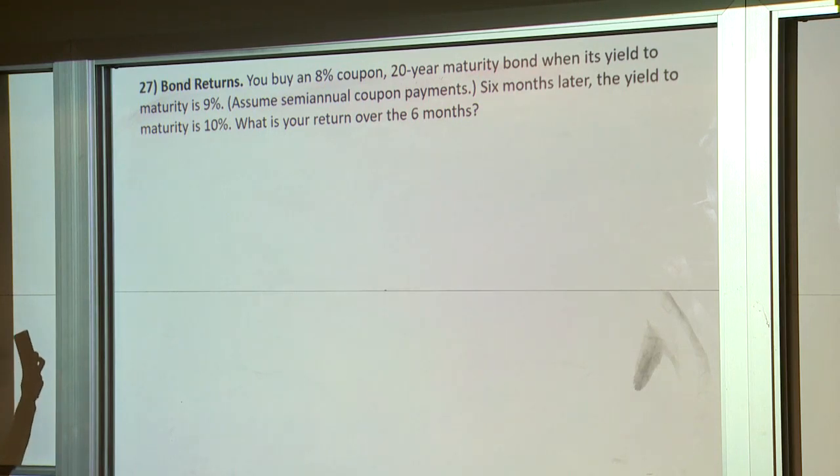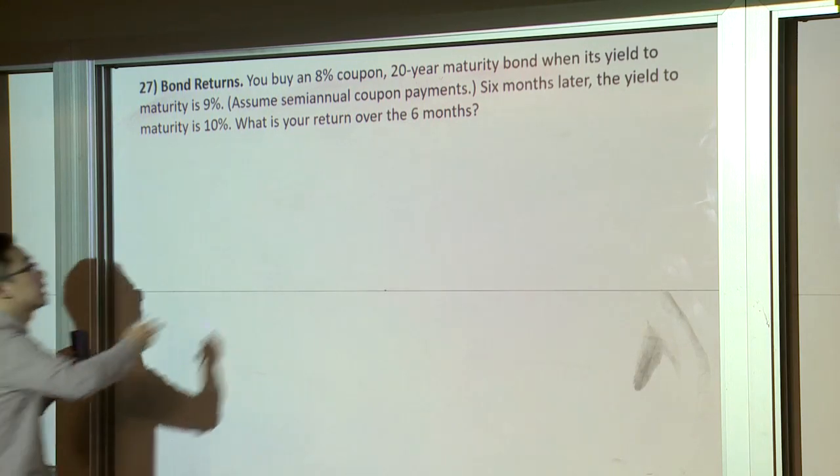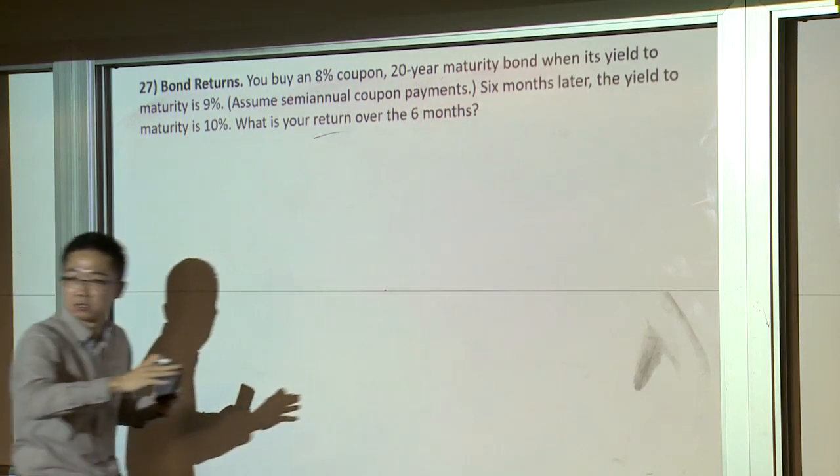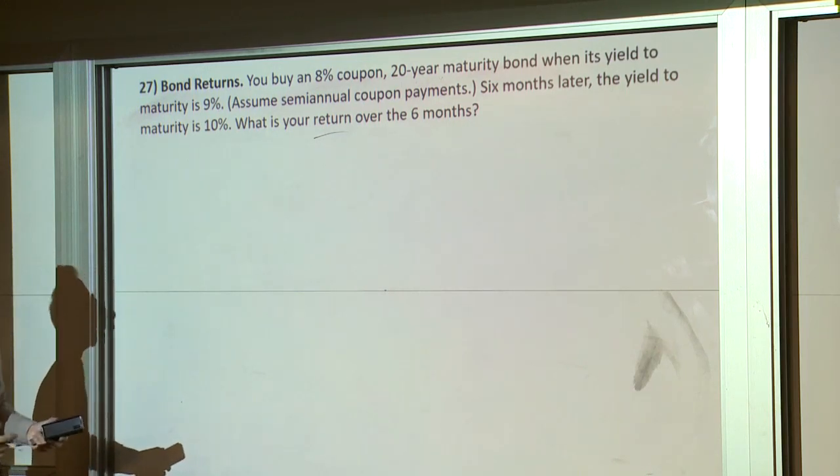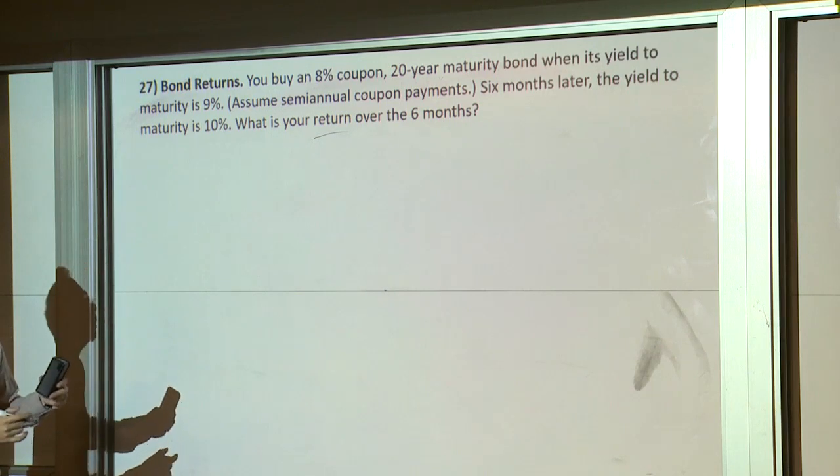Okay, 27. You have an 8% coupon, 20-year maturity bond, when its yield to maturity is 9%. And 6 months later, the yield to maturity is 10%. So what is your return over the 6 months? Same thing. Your return over the 6 months is your holding period return. It comes from two parts, the coupon and the capital gain. We're going to calculate it separately.